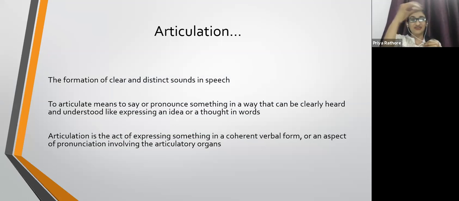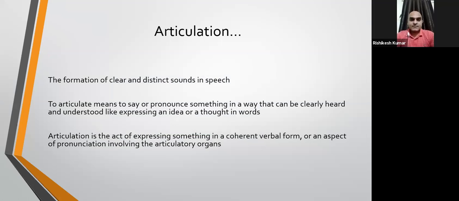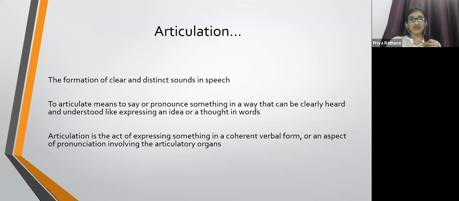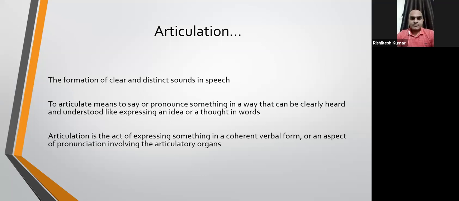So write in your words, people. Like you said, formation of clear and distinct sounds in speech. So to articulate also means to say or pronounce something in a way that can be understood, expressing an idea or a thought. So articulation is nothing but the art of expressing something in a coherent verbal form, which involves pronunciation. And yes, this is with the articulatory organs.